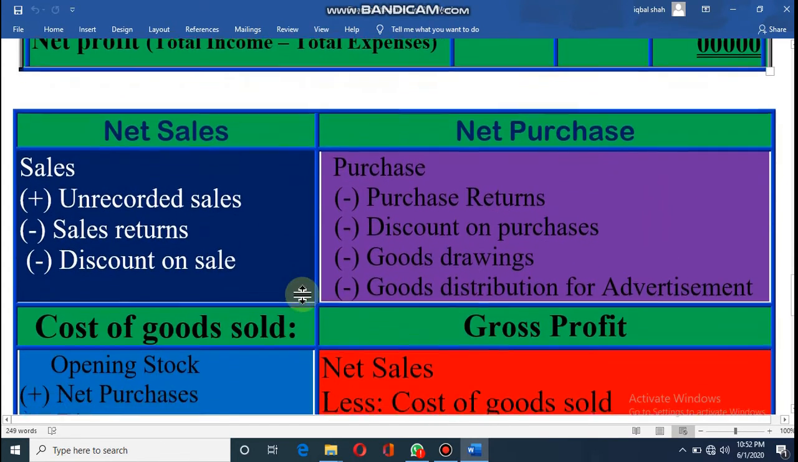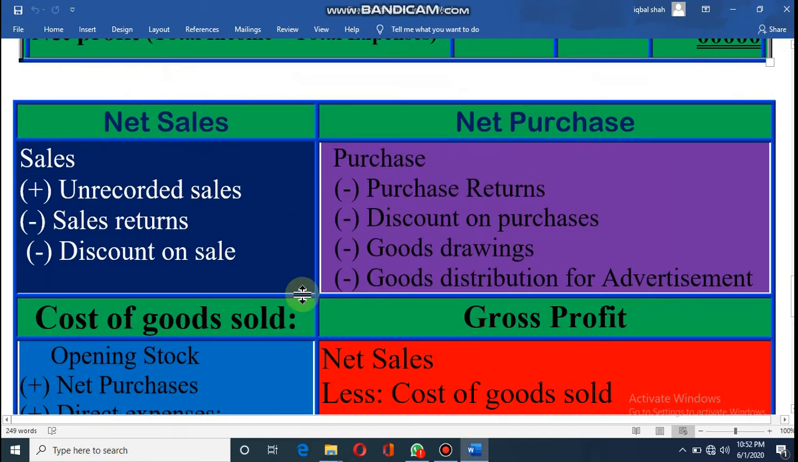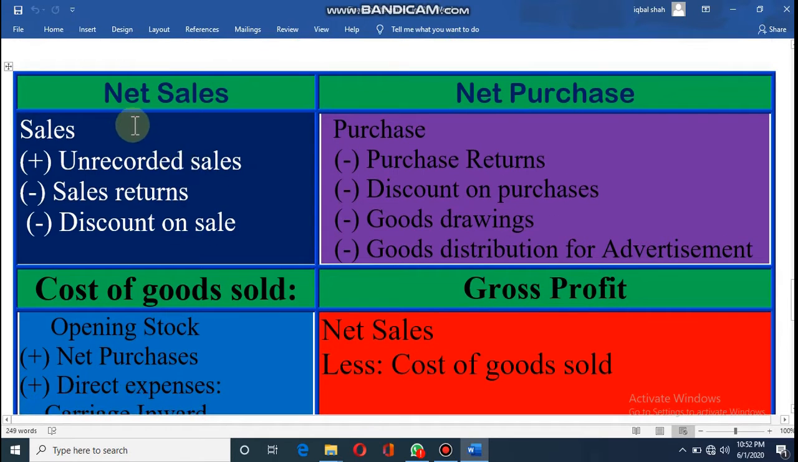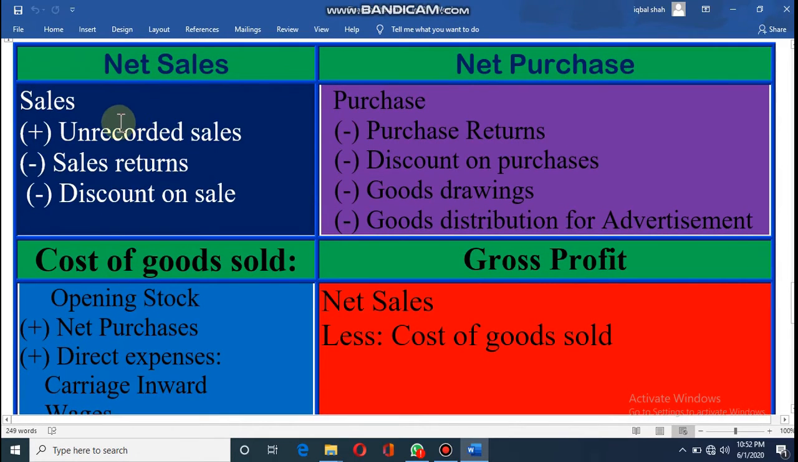Dear student, now some important elements of a merchandising business, how we can find out net sales. Dear student, this is the formula to find out net sales: sales plus unrecorded sales minus sales return minus discounted sales. Dear student, you know that now you are doing accounting on a creative basis. So requirement A will be for 2 marks, requirement B will be for 4 marks, requirement C will be for 4 marks.